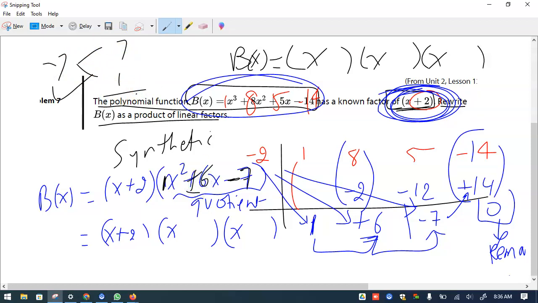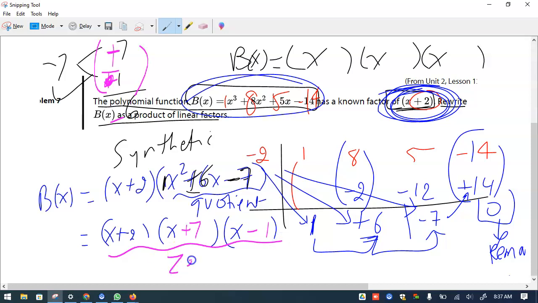You should get 6. So to get 6, the only option is the bigger one has to be positive, and the smaller one has to be negative. So that's why we use plus 7 and minus 1. The big one takes plus, the smaller one takes minus. So this will be plus 7 and minus 1.